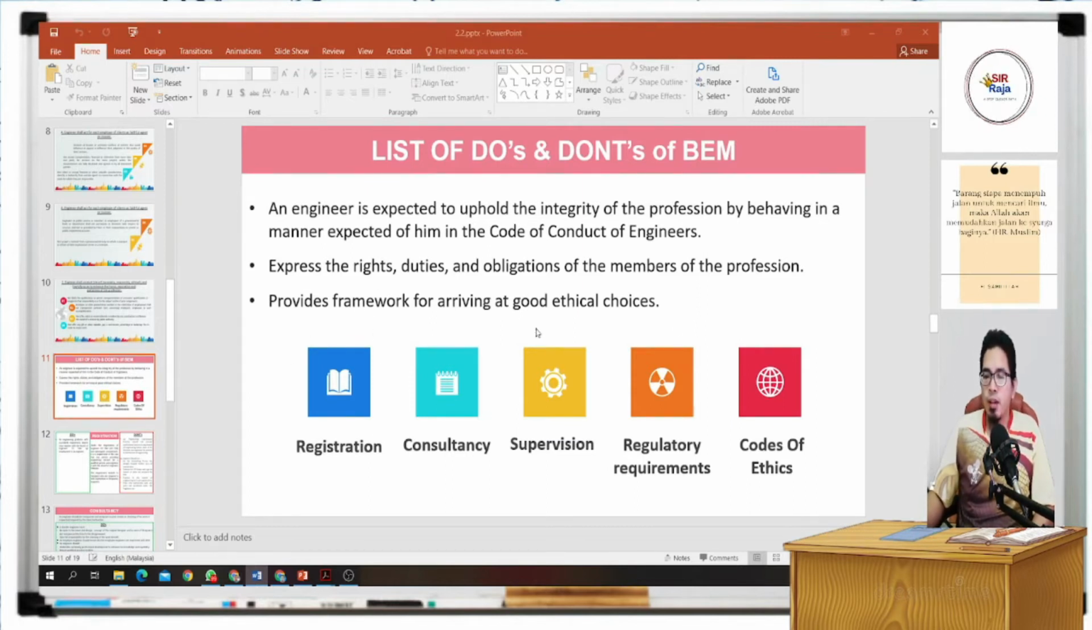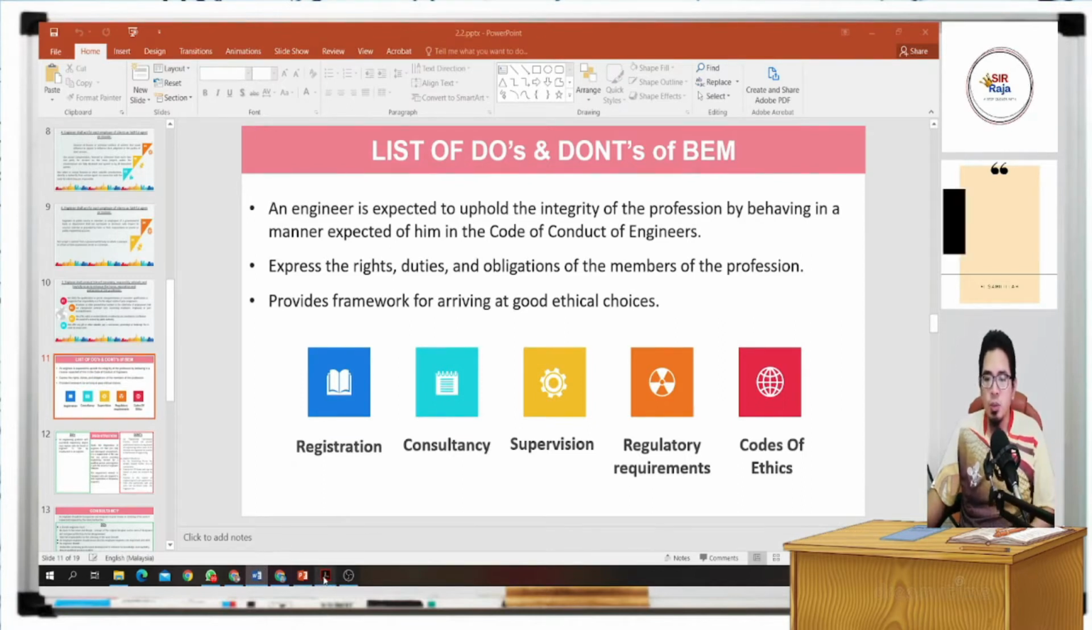There are 5 categories here: registration, consultancy, supervision, regulatory requirements, and code of ethics. I just want you to know all these are not made up by our syllabus, by any lecturers or academicians or whatsoever. This is the real stuff. These are the legal things that you have to know once you become an engineer, and especially once you become a professional engineer. Hopefully one day you become a real professional engineer.